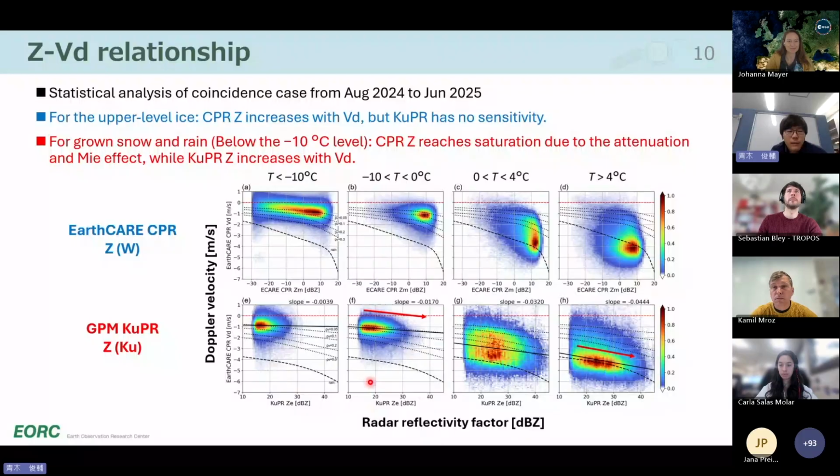We can see the Ku band radar reflectivity increase with Doppler measurement. And now we focus on the radar reflectivity in Ku band and Doppler velocity.